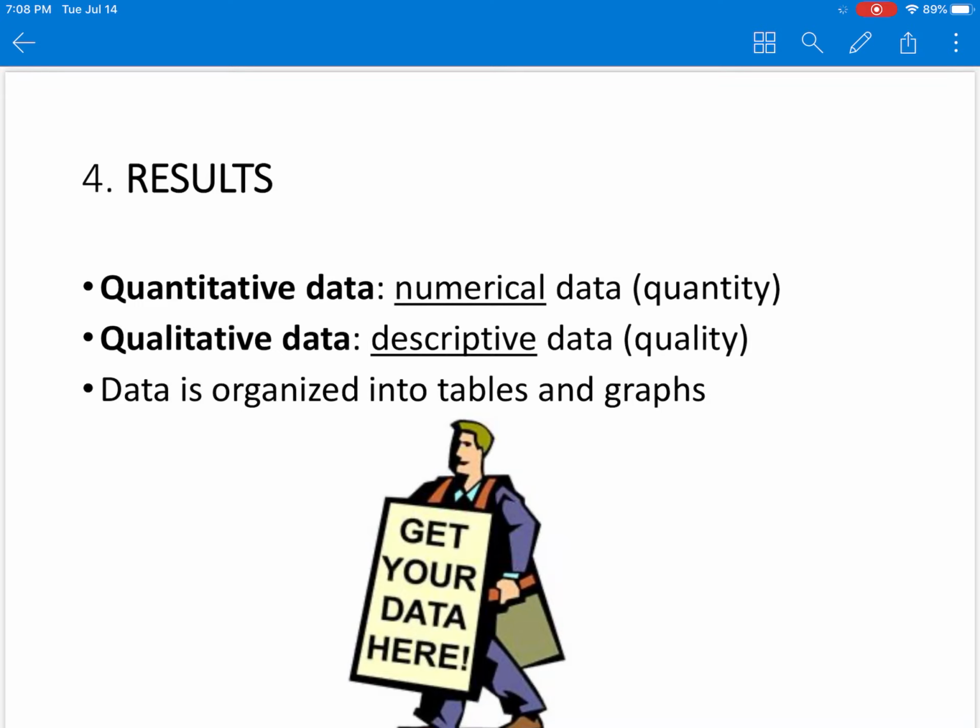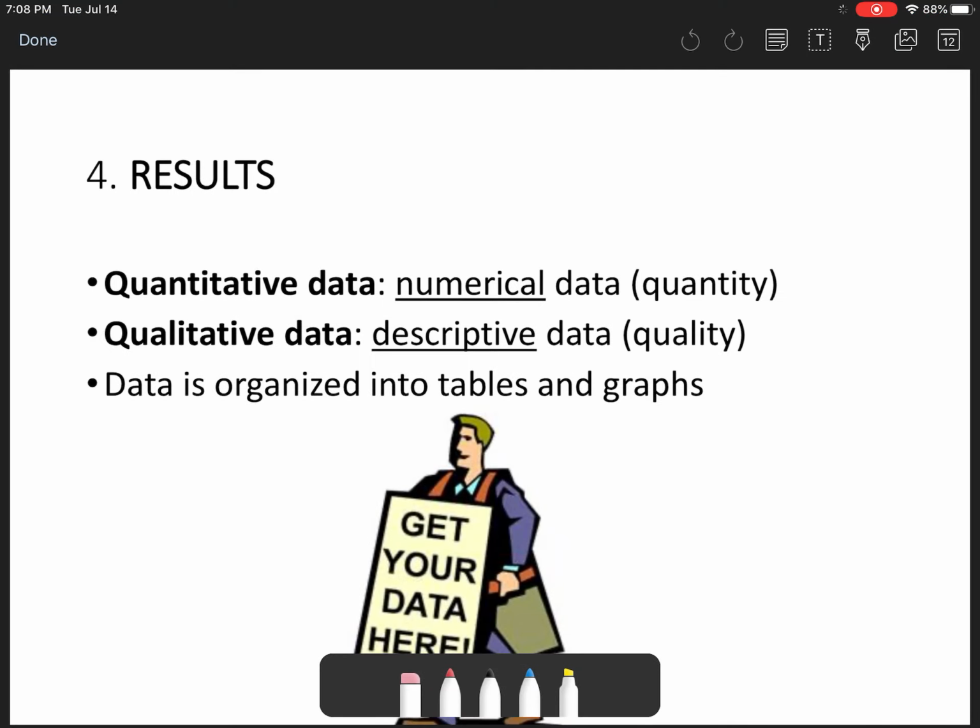And there are really two types of data that we talk about. One of them is called quantitative data, and that's your numerical data. I like to think of the word quantity when I think of that, because it kind of looks like that when you look at quantitative data. The other type of data is qualitative. This is what we know as descriptive data. And the word we like to think of there is quality, because if you think of the quality of something, you're going to describe it, right?